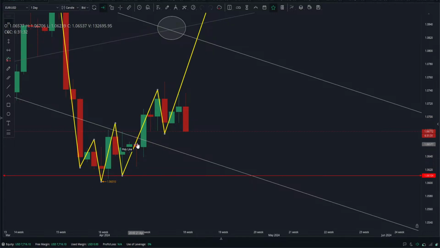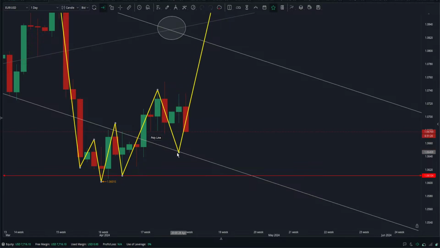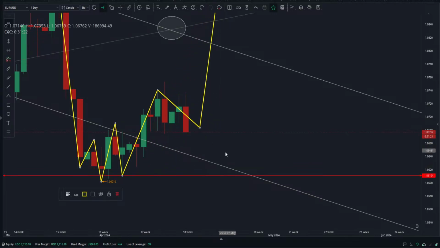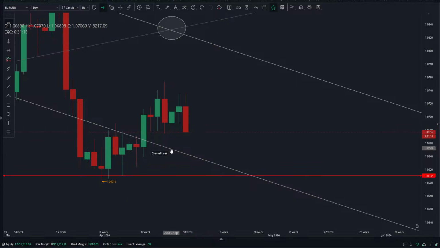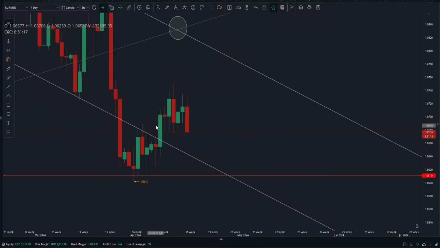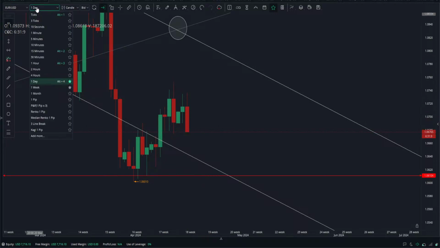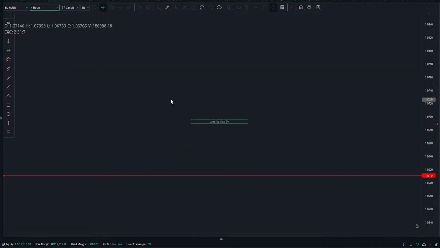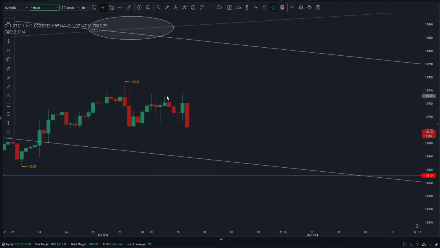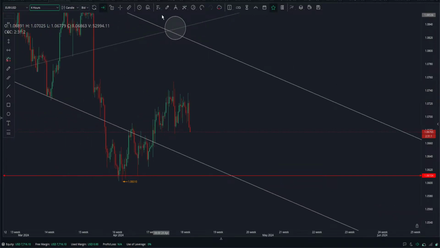Here also the bias is bullish, and the bias will become bearish if the price breaks below 1.0610. Now this is based on daily. I have to dissect this particular candle, so I go to the 4 hour and try to see what the market structure is. I go to the 4 hour and see what is happening.